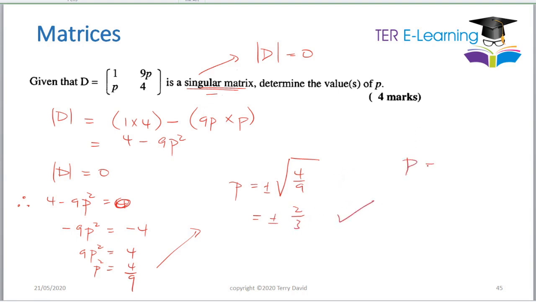Or we can go and tell them, let P equal to 2/3. That's one answer. And P is equal to minus 2 over 3. Notice the question asks for the values of P. Well, I put values. So the answer is plus 2/3, minus 2/3.